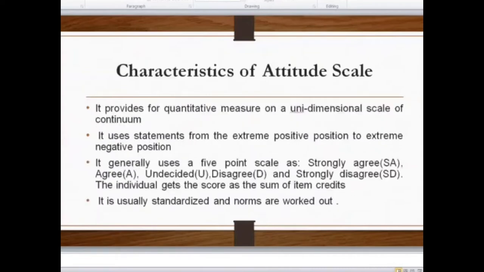Characteristics of an attitude scale. It provides a quantitative measure on a unidimensional scale of continuum. It uses statements from the extreme positive position to the extreme negative position. It generally uses a 5-point scale: strongly agree, agree, undecided, disagree, and strongly disagree. The individual gets the score as the total sum of the items. This attitude scale is usually standardized and norms are also worked out.